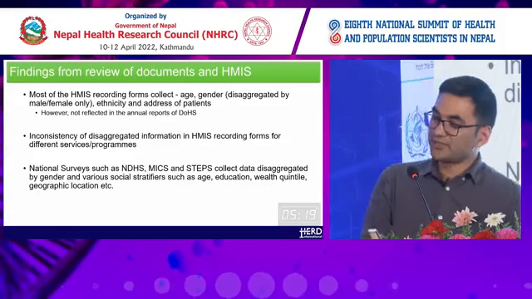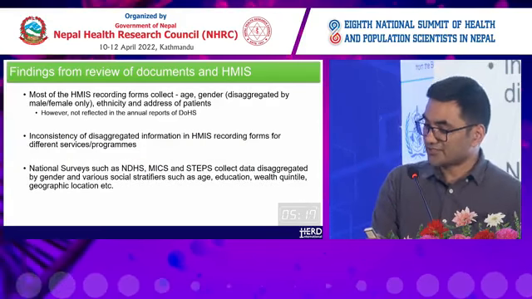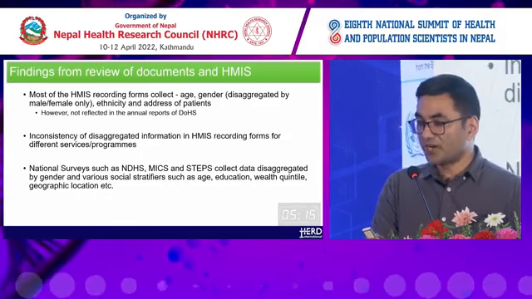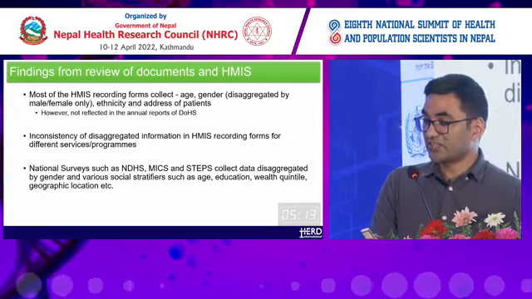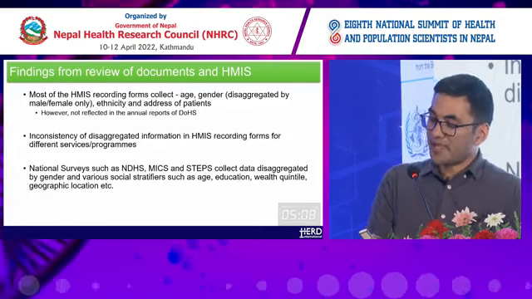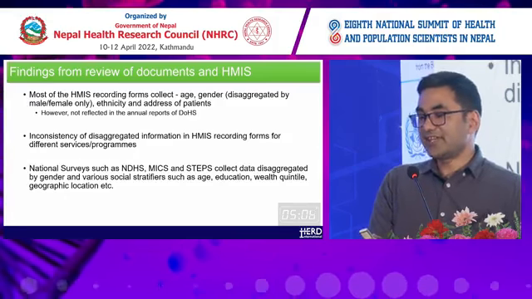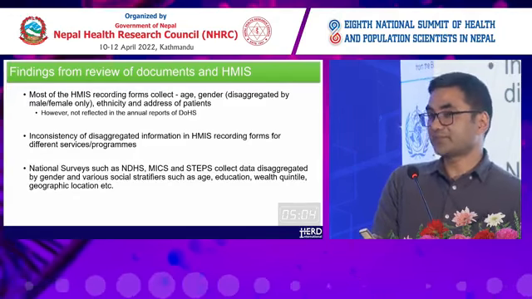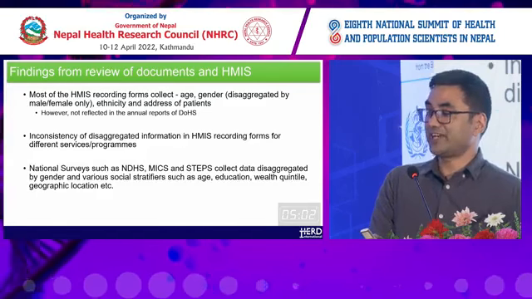So the finding of the review of the document and HMIS: most of the HMIS recording forms generally collect data on age, gender, ethnicity, and address of the patient. However, there is inconsistency in the HIV recording form. For example, in the case of TB and HIV, they collect more stratified data.